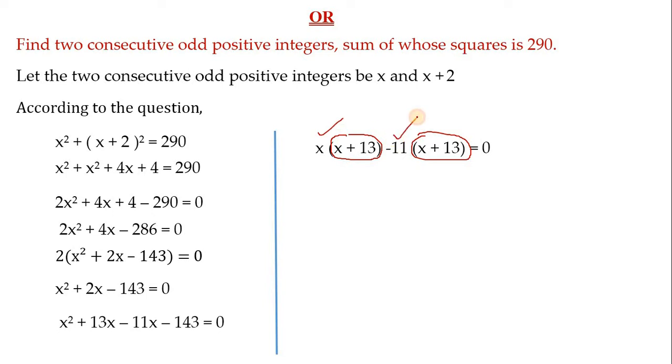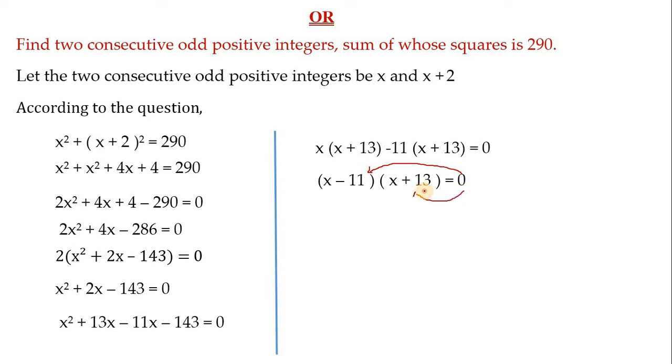x minus 11 we will get. So if you take x plus 13 outside, we'll get x minus 11. You can write it on any side, it's not a problem. This you can write first here, and then this you can write on this side, not a problem. Now 0 belongs to both the numbers. Either this can be 0 or else this can be 0. Hence x minus 11 is equal to 0 or x plus 13 is equal to 0.